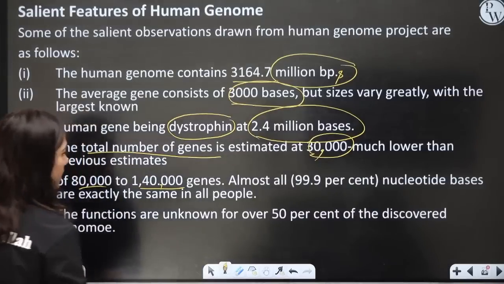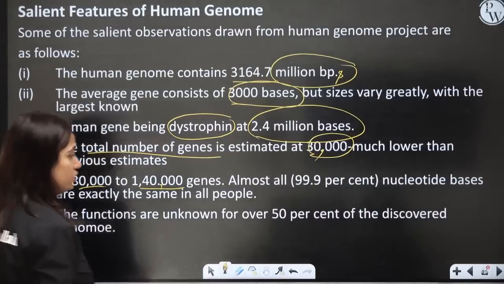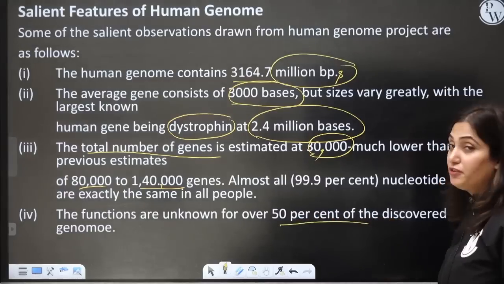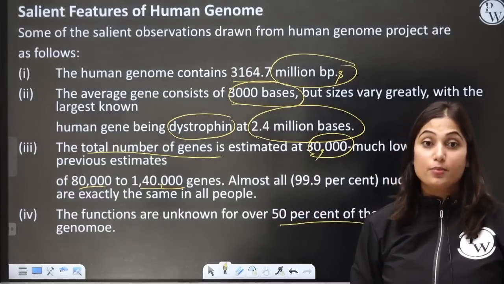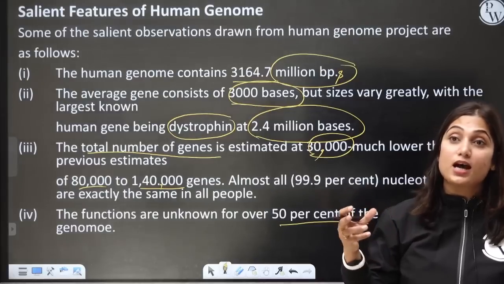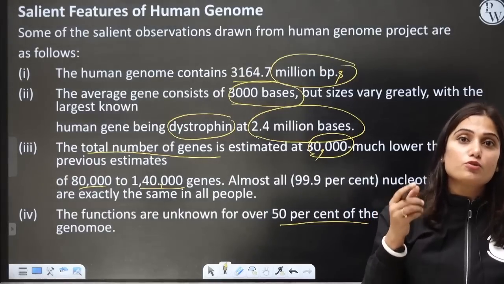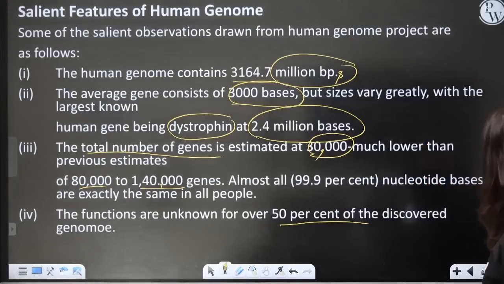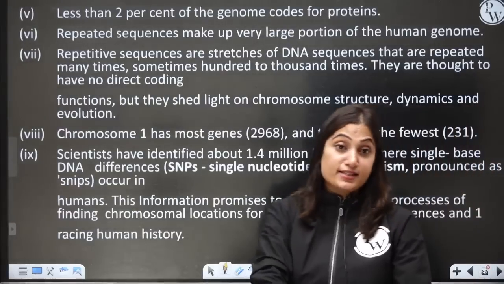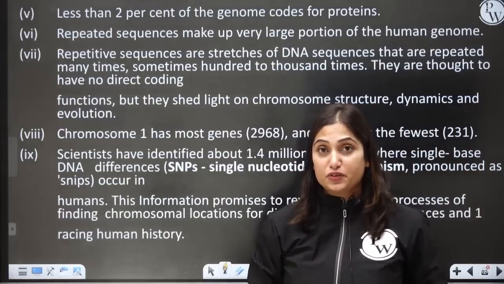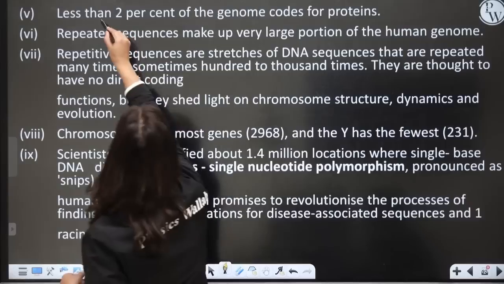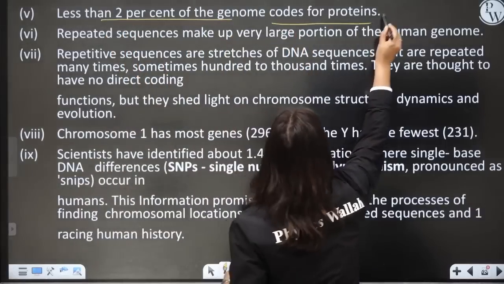Then it revealed that we know the function of only 50% of the genes which are discovered. That means the function of some of those genes still needs to be discovered. It also says that more than 98% of DNA is junk DNA, which is not the coding part, and less than 2% of the genome codes for protein.